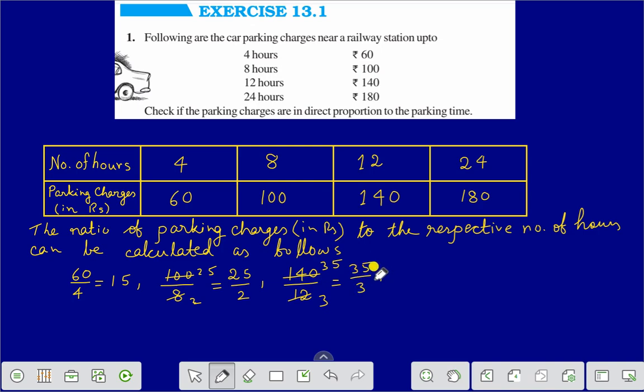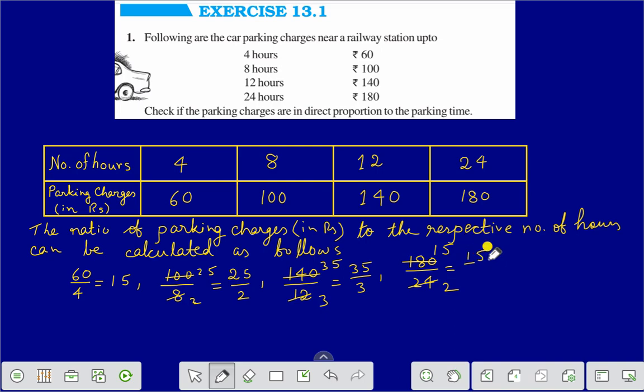The next one is 180 by 24. If we divide by 12, 12 twos are 24 and 12 into 15 is 180. That is, we are getting 15 by 2.